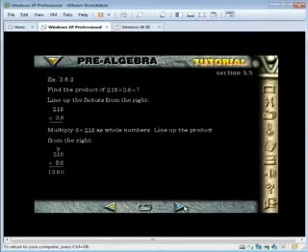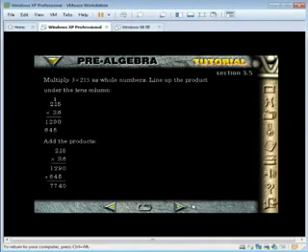Example 3.5.2. Find the product of 2.15 times 3.6. Line up the factors from the right like this. Multiply 6 times 215 as whole numbers. Line up the product from the right like this. Multiply 3 times 215 as whole numbers. Line up the product under the tens column like this. Add the products like this.